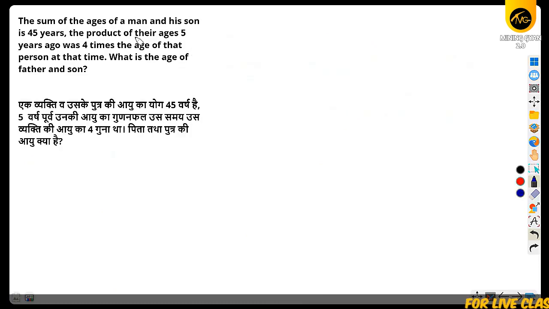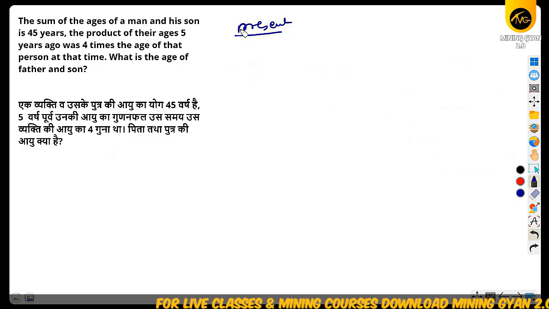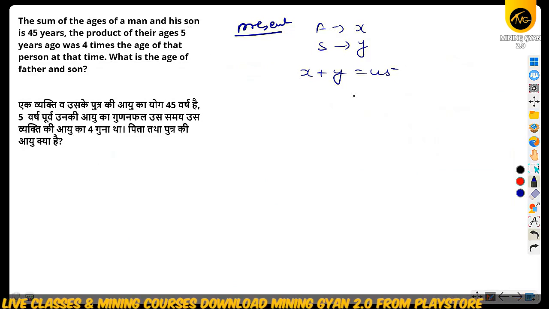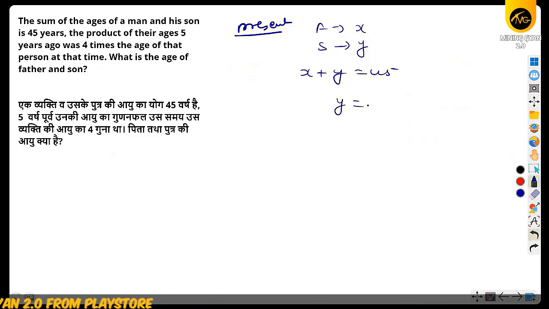Okay, next question is, the sum of the ages of a man and his son is 45 years. So suppose the father's age is x and his son's age is y. Now what is the condition? x plus y is equal to 45 years. In this condition you can find the value of y, which will be 45 minus x.